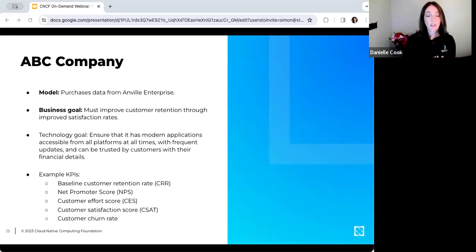Different KPIs here are going to be baseline customer retention rates, net promoter scores, and customer satisfaction scores. Are our customers happy? And customer churn rates: are they leaving us? If we are not meeting this business goal through tech, through our process, through our policies, it's going to be a problem.